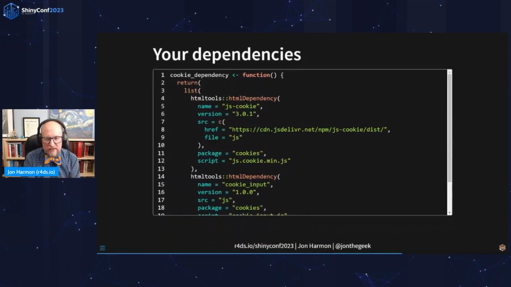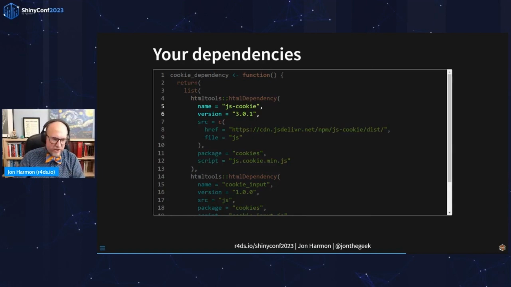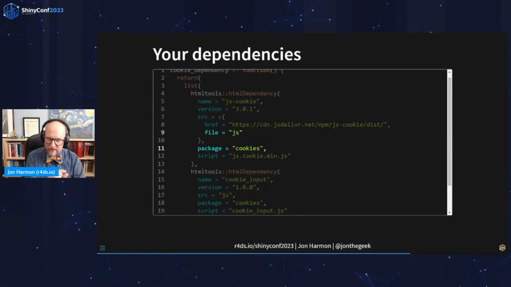So an example of what that looks like: I have a couple of exported functions around this, but this is the cookie dependency function, and it just adds this list of htmltools dependencies. The first one is for that js-cookie library. I give it the name and the version that I am asking it to load, and that's how it knows, okay, only include this one time. And then I give it the root of the npm source, and I give it the folder as the file argument there, the folder within inst, and then package cookies. Those things together say, oh yeah, look in the inst folder of cookies.